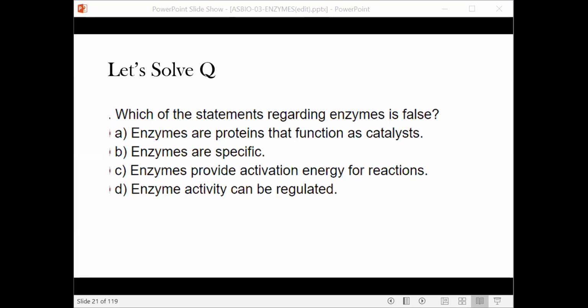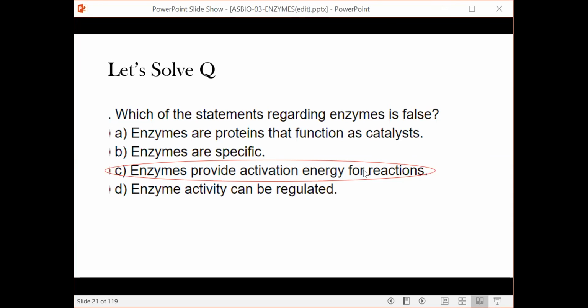Okay, let's see. What is it asking? False. Which is incorrect. Enzymes are protein. Yes, they are protein. They function as catalyst. Yes, they do. Okay, so they are specific. As we discussed earlier, they are specific for a substrate. So that is again correct.